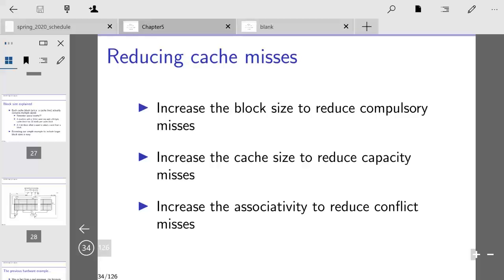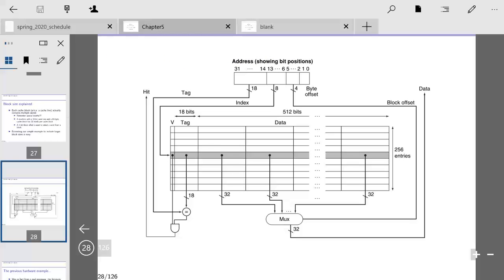The index in a direct map cache is log 2 of n, where n is the number of cache lines you have in the cache. So the index uniquely identifies exactly what location every block in memory must be mapped to inside that direct map cache. We can see from this diagram, in this particular case, the index is 8 bits because we have 256 cache entries, or cache lines, or cache blocks, however you want to call it. So that's the main thing I wanted to point out.